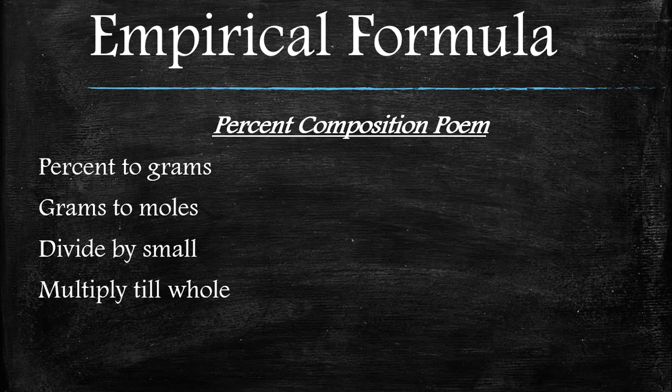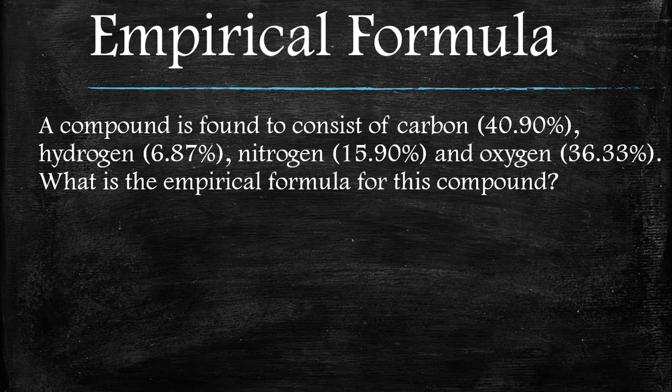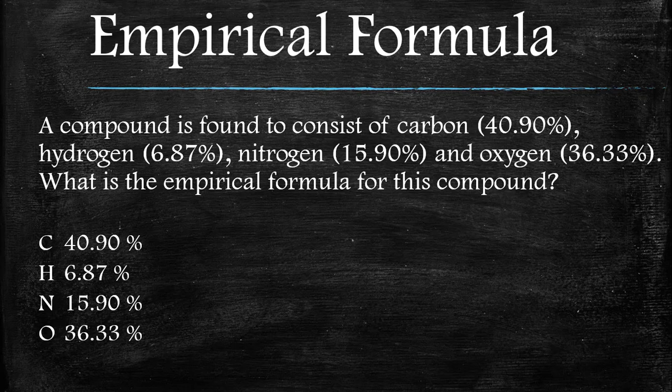And actually the best way to interpret the poem is to dive right in and start solving some of these problems. I have 3 examples coming up, and here is the first. There is a compound that consists of 4 elements: carbon, hydrogen, nitrogen, and oxygen. The percentage by mass for each is given. What's the empirical formula for this compound? First thing to do is write down the 4 elements and write down what you know. We know the percentages. Now we can start with the poem.